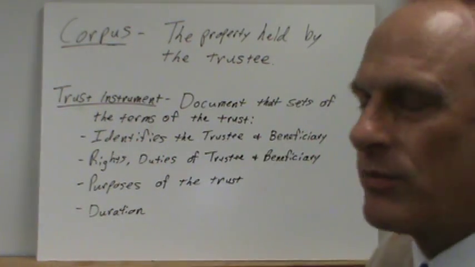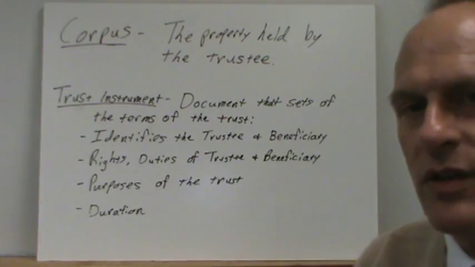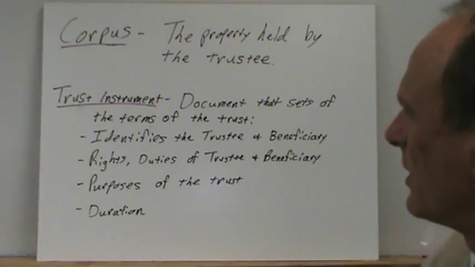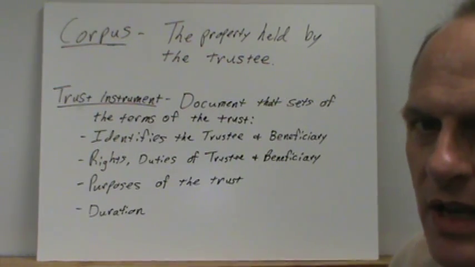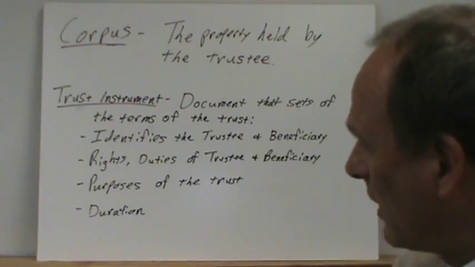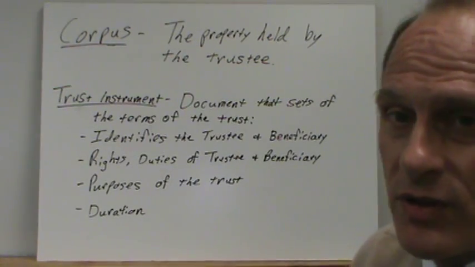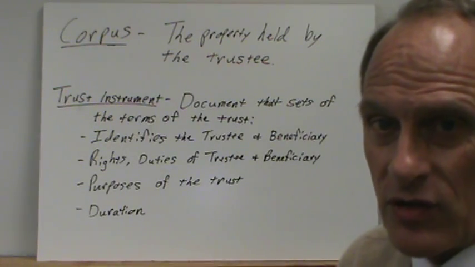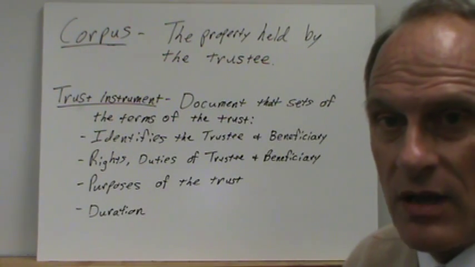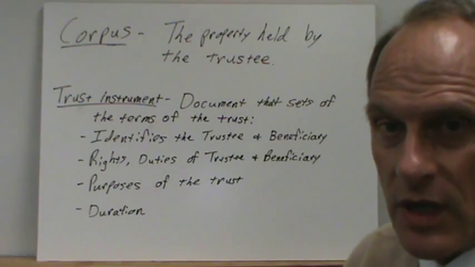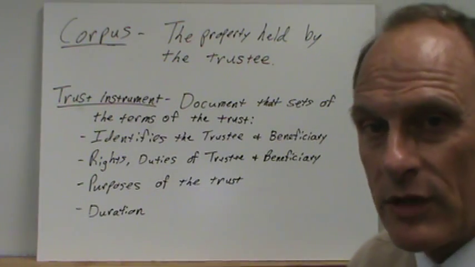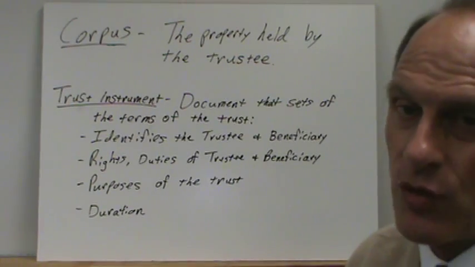It sets forth the terms of the trust, it identifies the trustee, identifies the beneficiary, it identifies the rights and duties of both the trustee and the beneficiary. It sets out the purpose of the trust, why we have this trust. Is it to provide support and care, maintenance for the individual? Is the trust perhaps for some charitable purpose? So what is the purpose of the trust? You'll find that in the trust instrument.